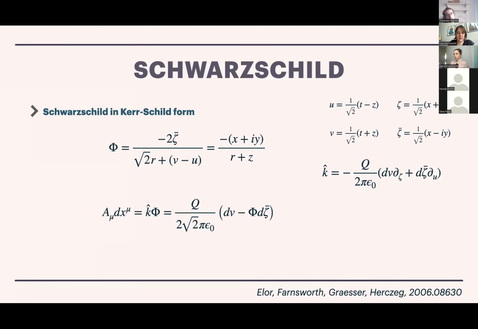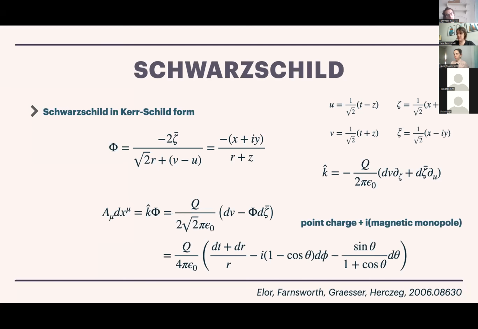But if I convert to, say, spherical coordinates, it looks a lot simpler, and it looks like exactly what we would expect. So we get dt over r, that's just a point charge. dr over r is just pure gauge. This imaginary part is exactly i times a magnetic monopole solution. And we sort of had to get that because we're talking about self-dual equations in this case. And then this last term, again, is pure gauge. It's just a function of theta times d theta. So we get what we expect, which is nice, from Schwarzschild over to the gauge theory side. And we also get something that matches up with the Kerr-Schild double copy.